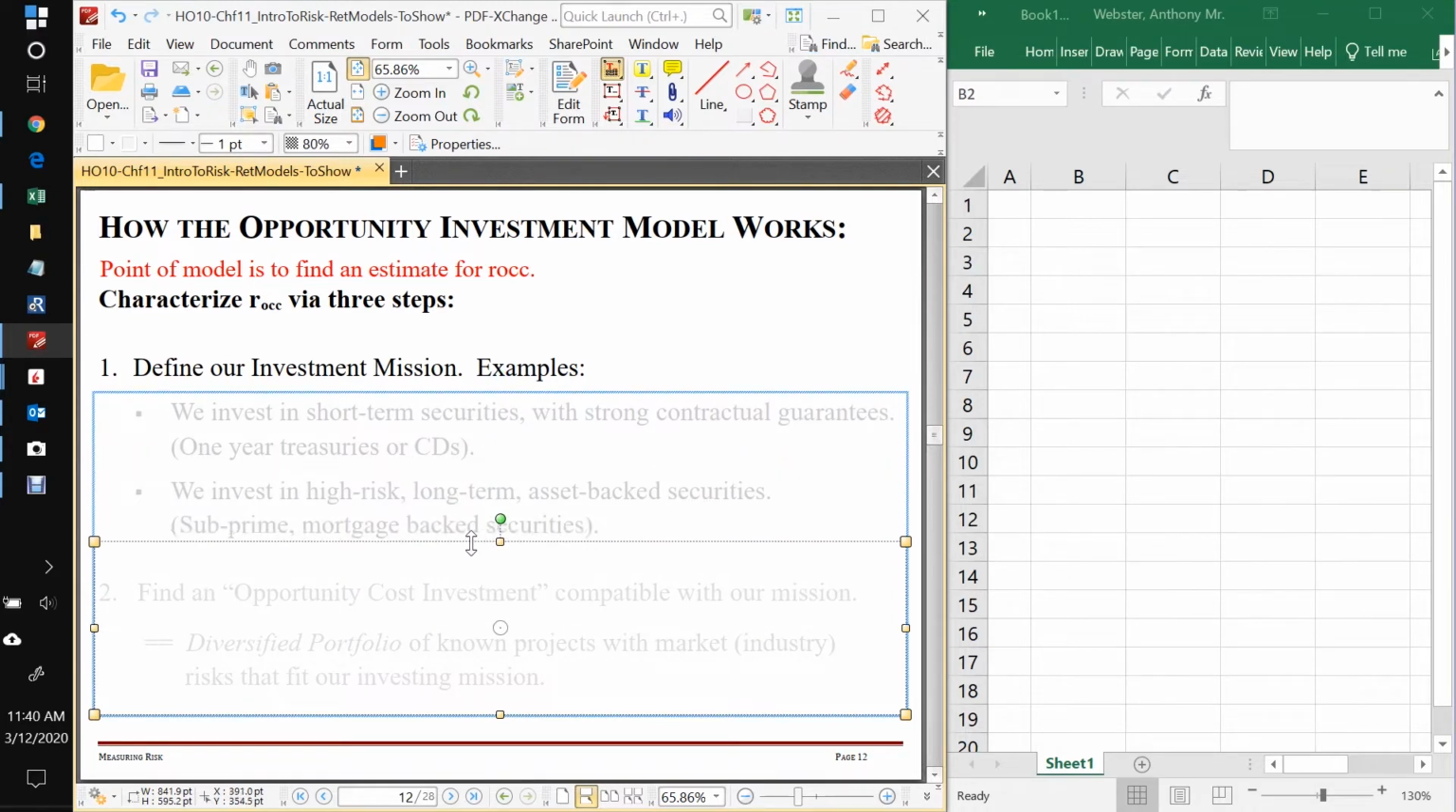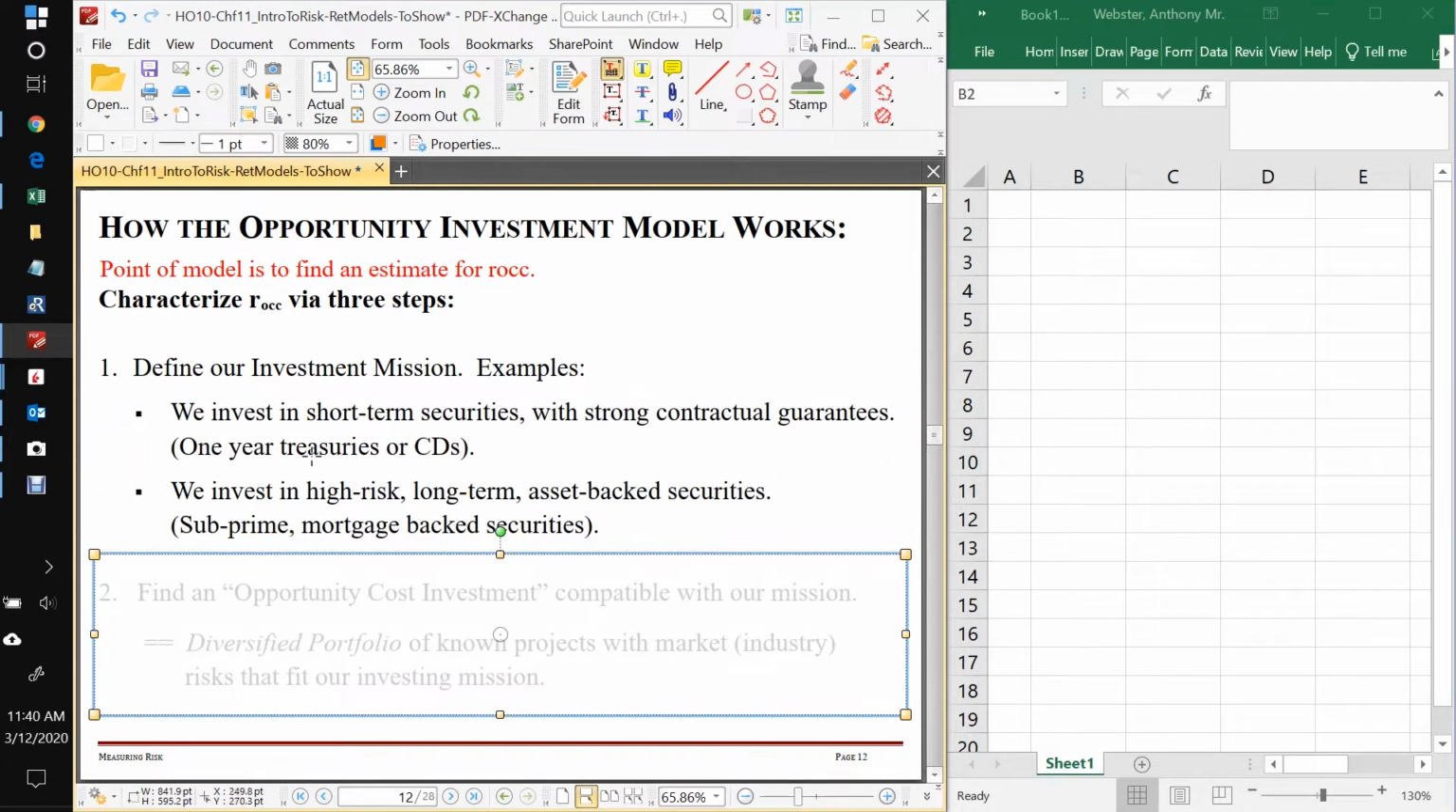So what do I mean by that specifically? Here are 2 really good examples. One investment mission could be we invest in short-term securities with strong contractual guarantees. So that would be something like 1-year treasuries or CDs, very strong contractual guarantees, guaranteed directly by the Treasury Department of the federal government here, and guaranteed by the FDIC, which reports to the Treasury right here.